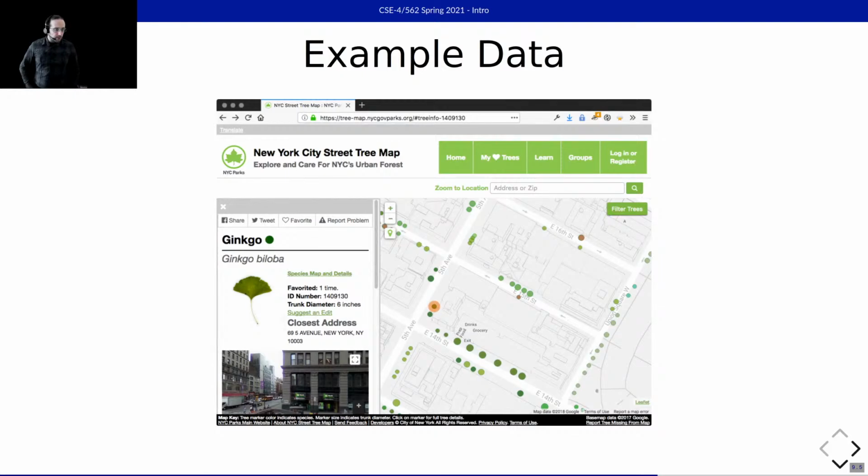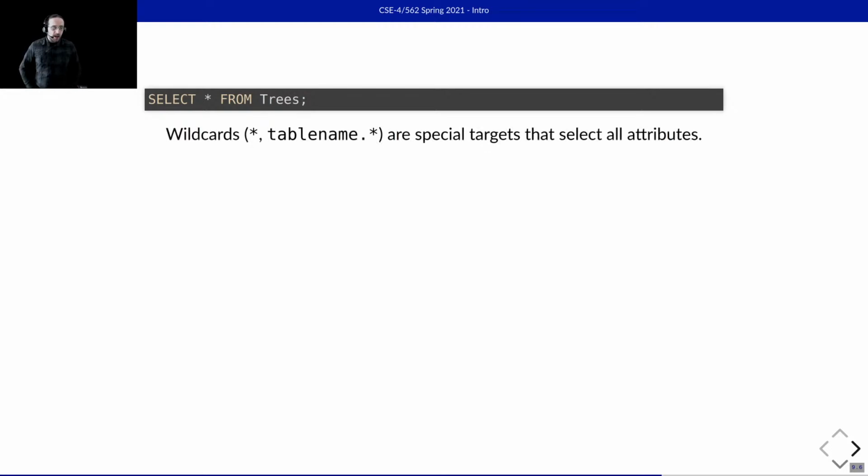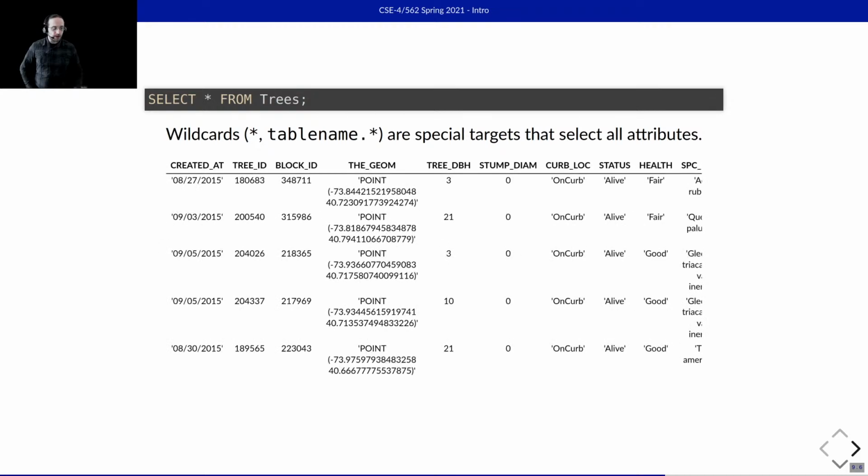I'll give you a couple of really quick examples, and for these I'll be using the New York City street tree map. The simplest query that you can pose in SQL is: give me all of the records out of a table. So here I'm going to select star from trees. The wildcards star or table name dot star are special targets that essentially just say, give me all of the attributes in either all of the tables or the specific table that I'm mentioning.